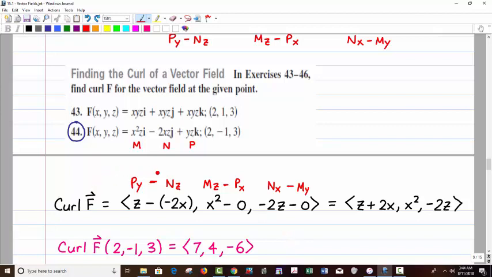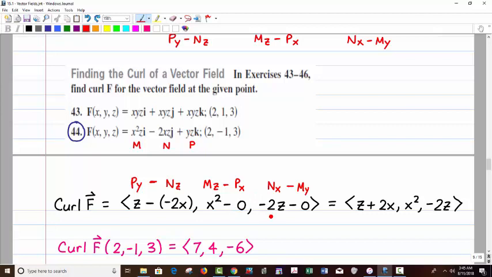So I wrote down, so it's Py minus Nz. So P is the third term. So the derivative of yz with respect to y will be z. And we have minus from the formula Nz. Don't forget when you have subtraction here to include that negative with it. So the derivative of N with respect to z will be negative 2x. So actually it's z minus a minus 2x. Then we have Mz minus Px. This partial derivative will be x squared. There's no x term there, so that's going to be 0.